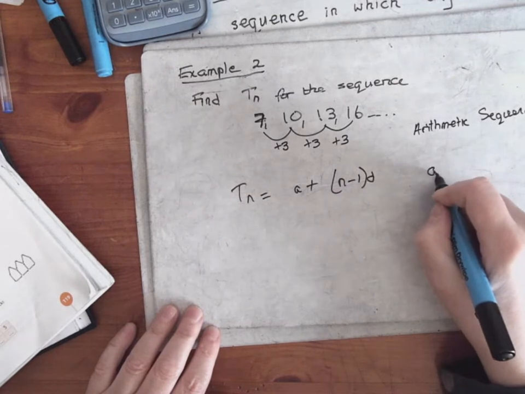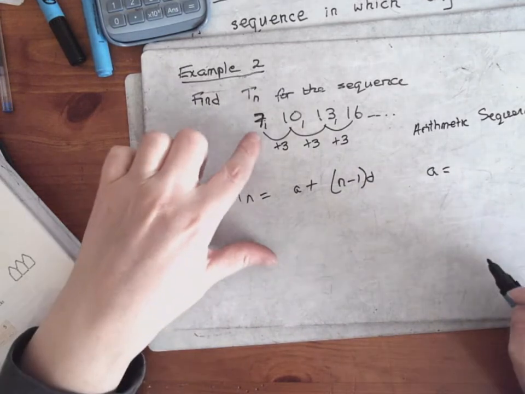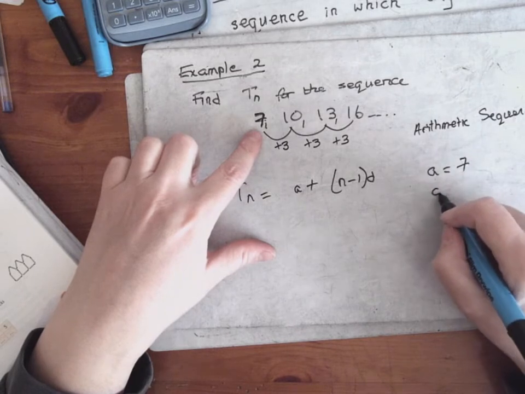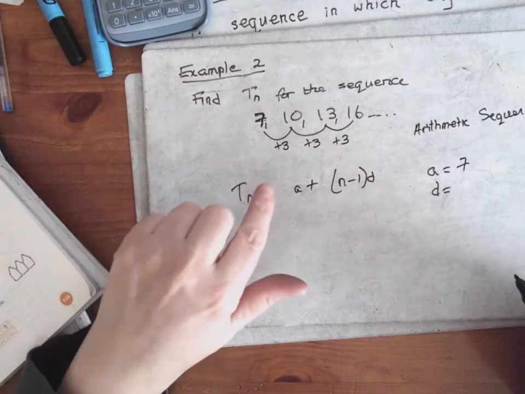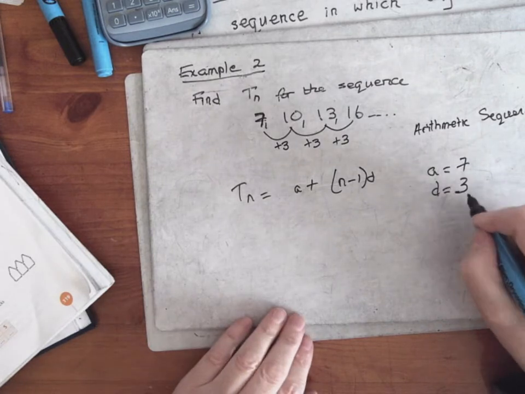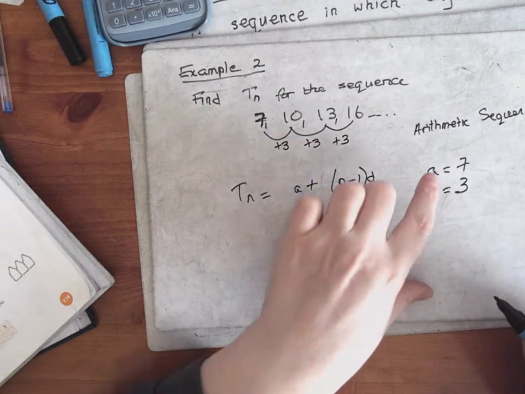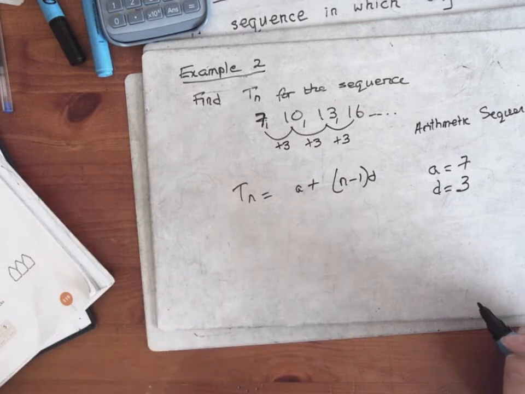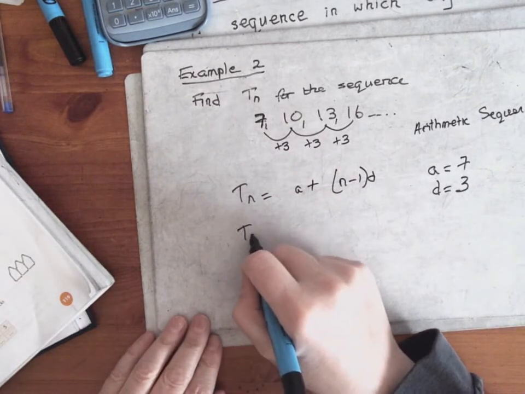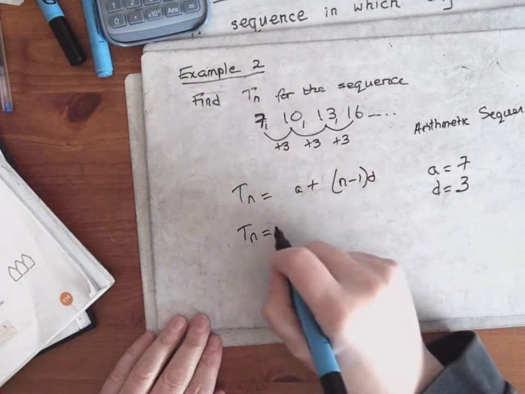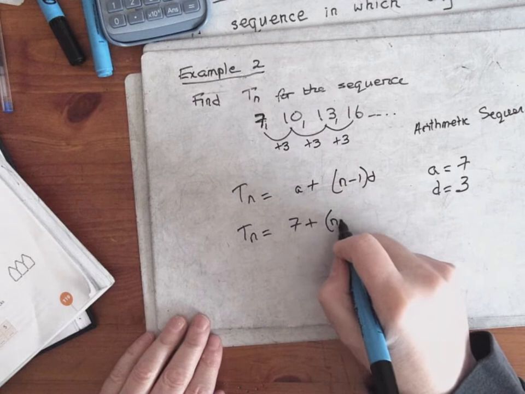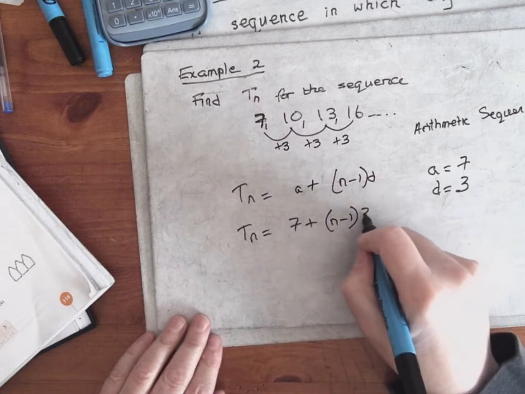So a is the first term. So the first term here is 7, right? And d is the common difference, the number you're adding on each time. So I'm adding on a 3 each time. So d is 3. So then you fill in for a and d. Don't fill in for n. Well, you don't know what n is anyway. So Tn is equal to a, which is 7, plus n minus 1 multiplied by d.